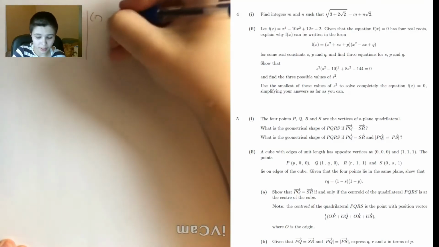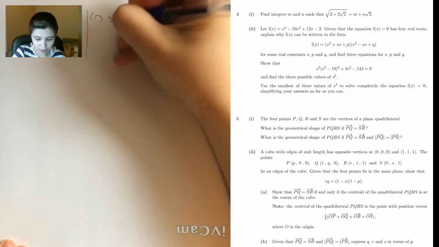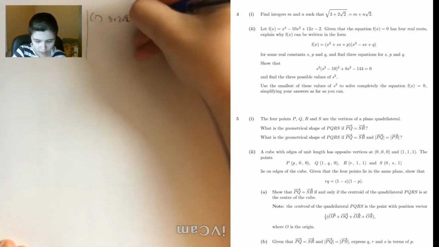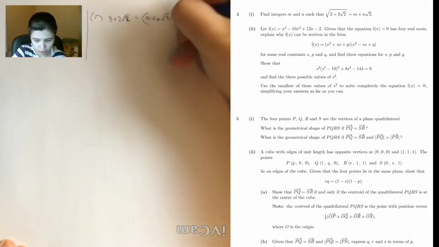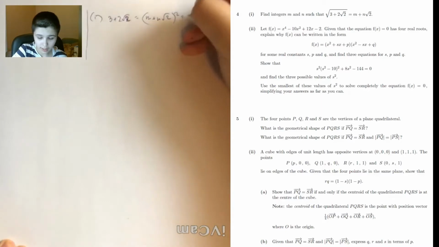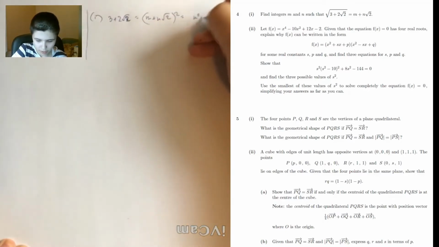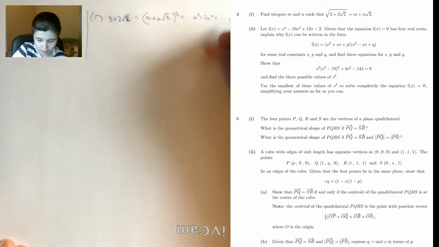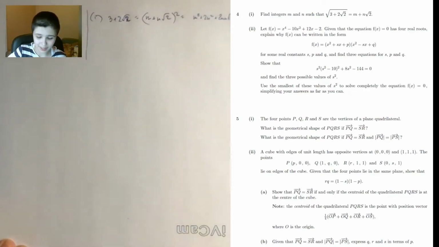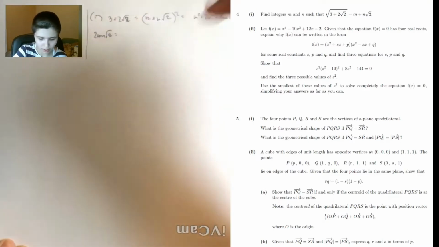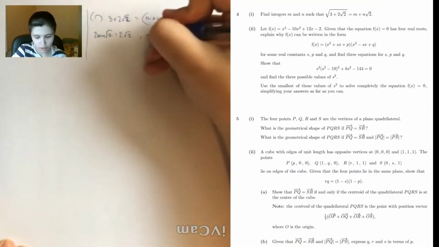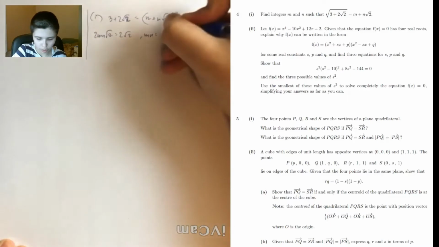If you square both sides then you get 3 plus 2 root 2 is equal to (m plus n root 2) squared, which is equal to m squared plus 2n squared plus 2mn root 2. I'm sorry if you can't see that. But then you have 2mn root 2 is equal to 2 root 2, so mn is equal to 1.